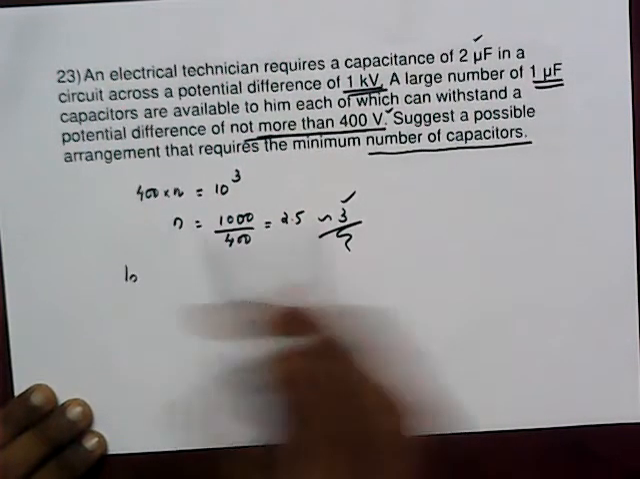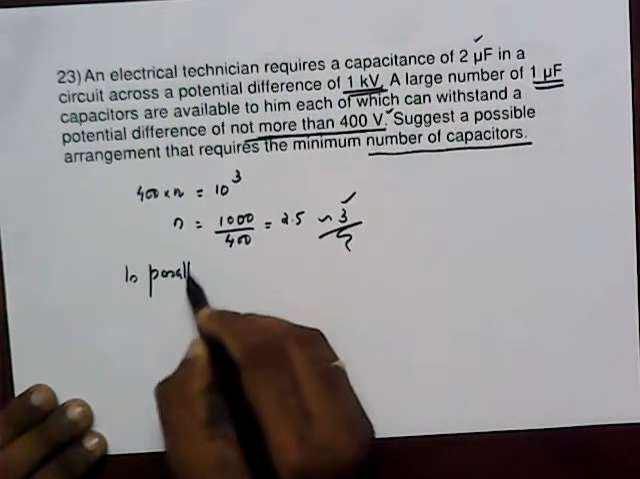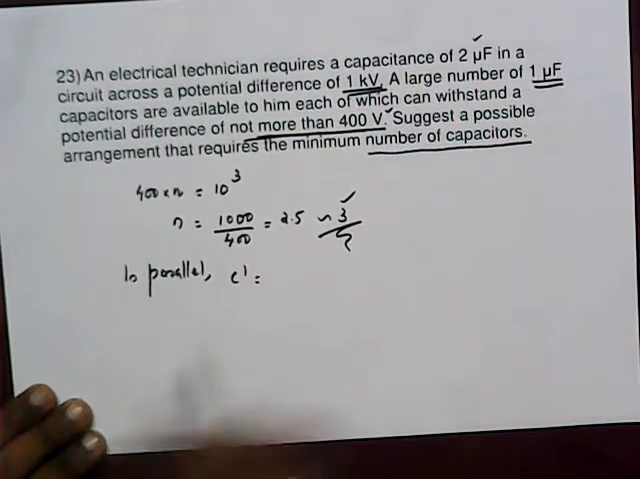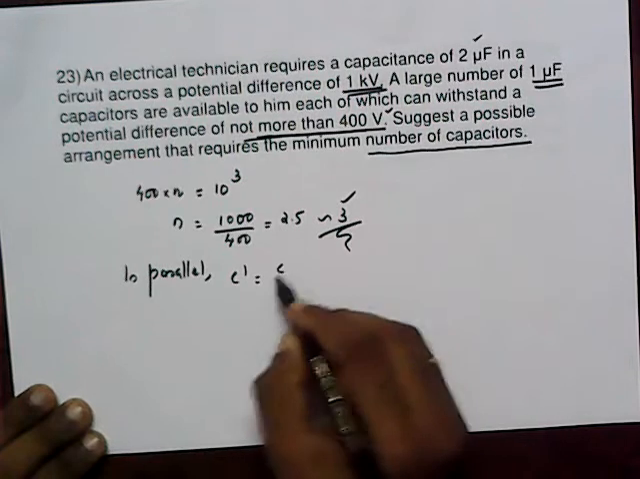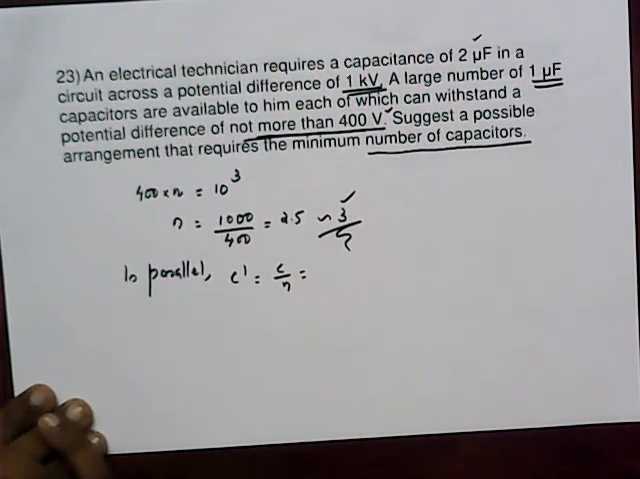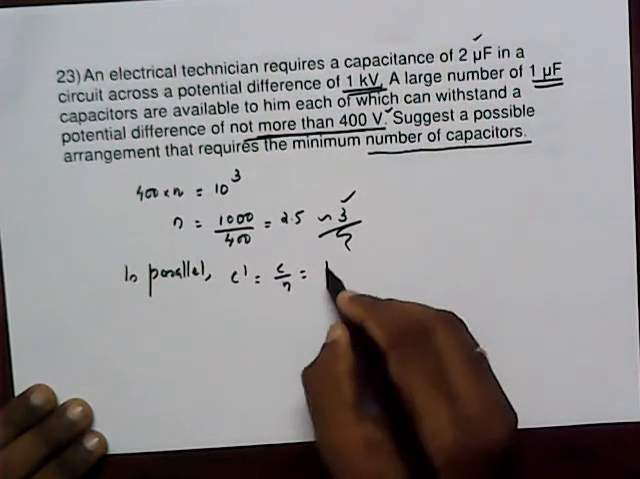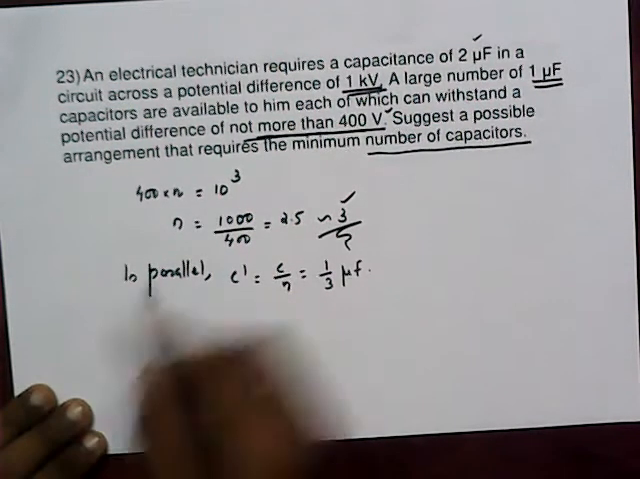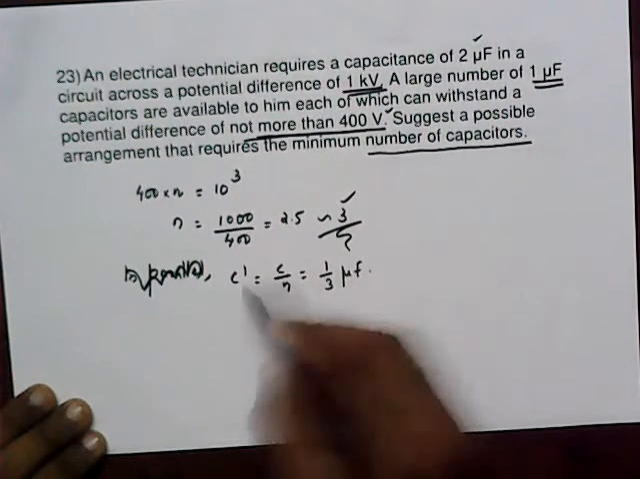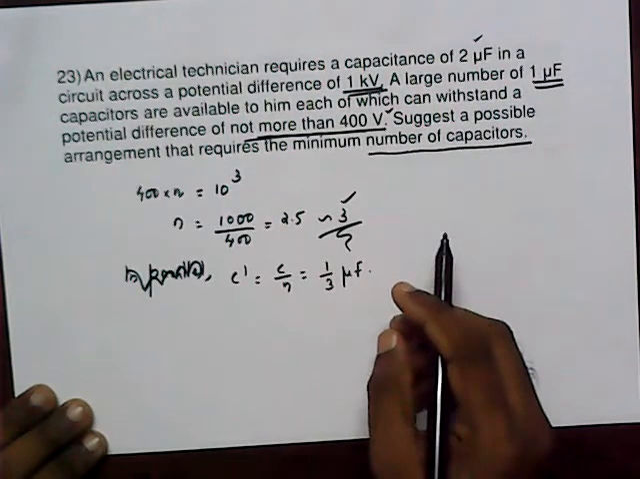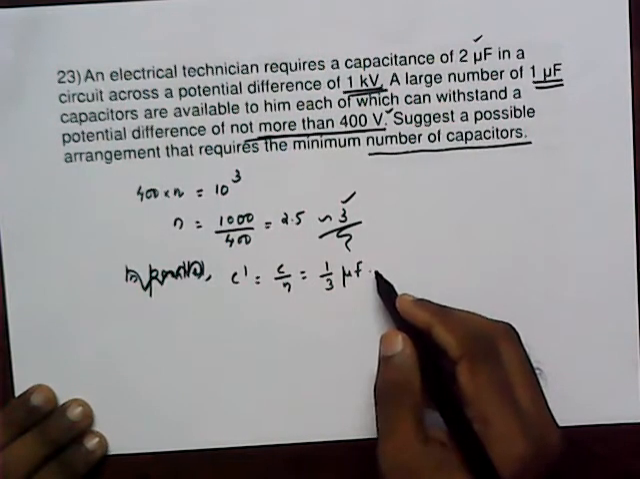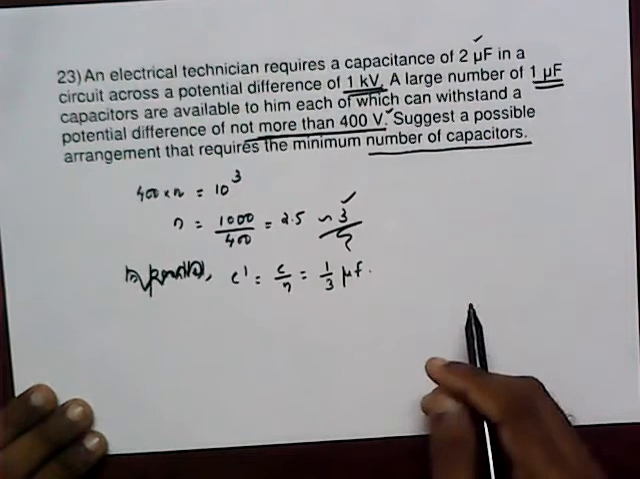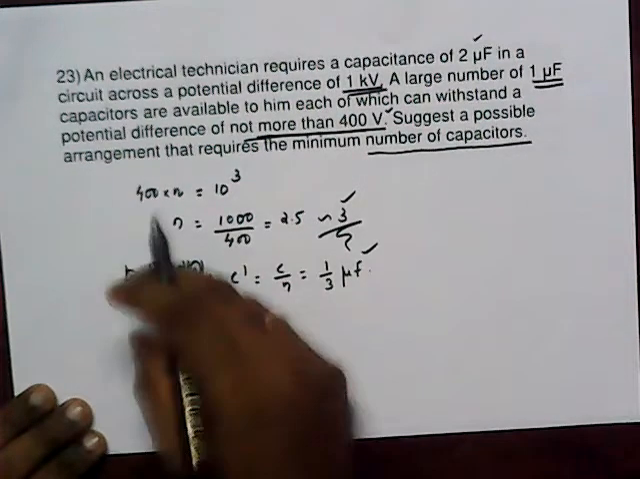But in another row, the circuit becomes parallel. Sorry, in series, we know the effective capacitance is C dash equals C by n. So C is 1, divided by 3, so 1 by 3 microfarad. That is the effective capacitance in a row.